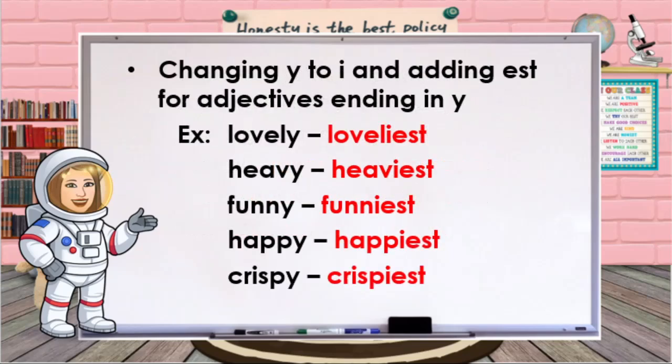The second rule is by changing Y to I and adding EST for adjectives ending in letter Y. Examples: lovely, loveliest; heavy, heaviest; funny, funniest; happy, happiest; crispy, crispiest.